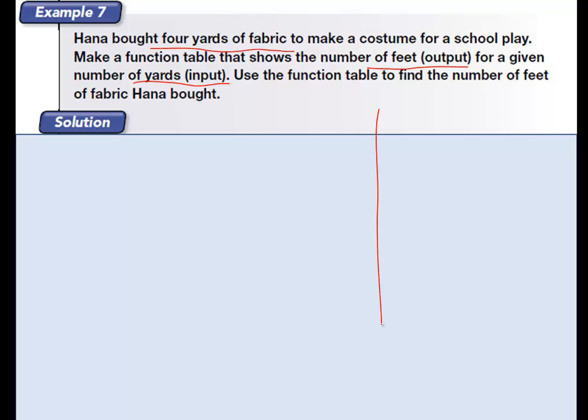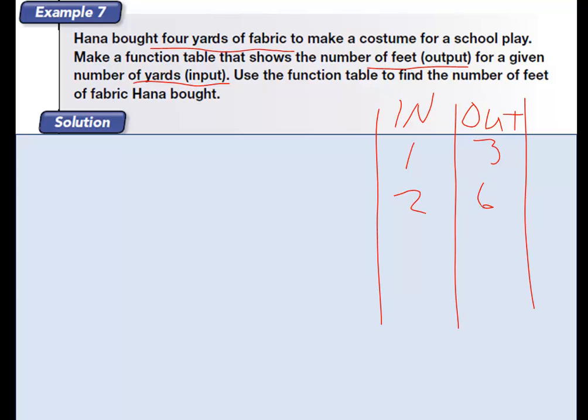So if we have our input and our output, so our output's going to be in feet. So 1 yard equals 3 feet. 2 yards equals 6 feet. And that's your table. And this, of course, would be feet, and this would be yards.